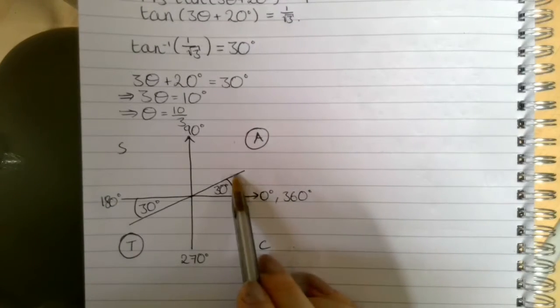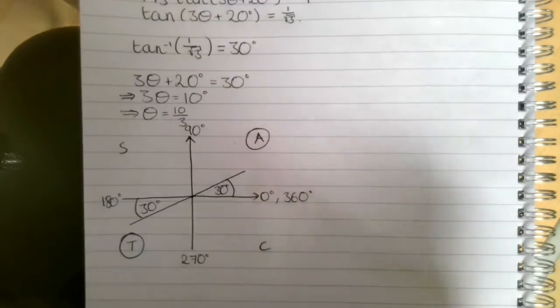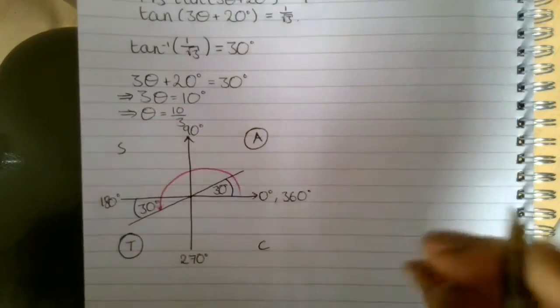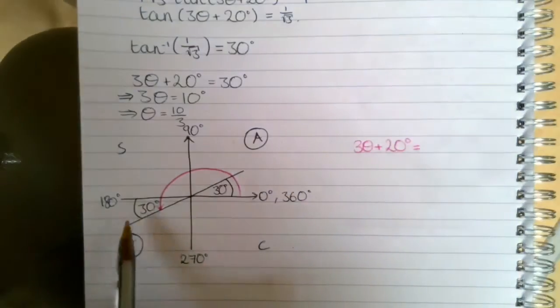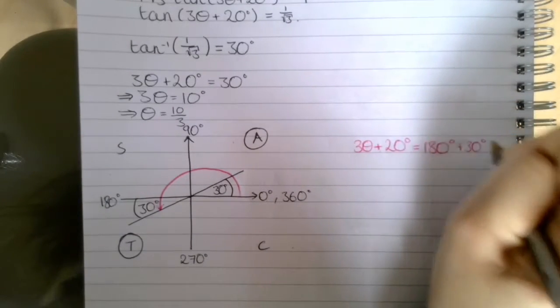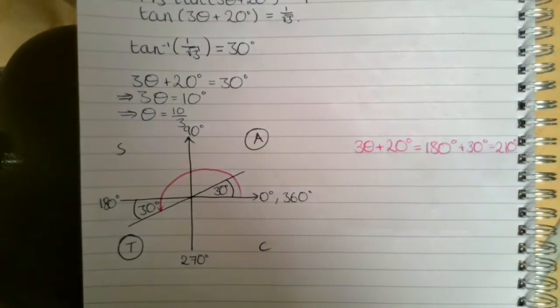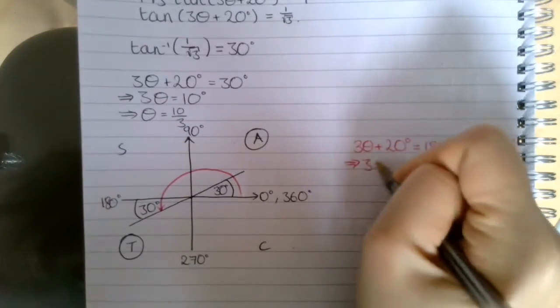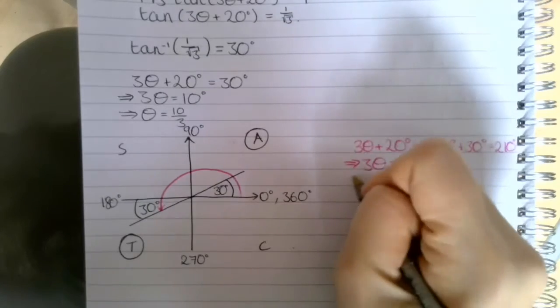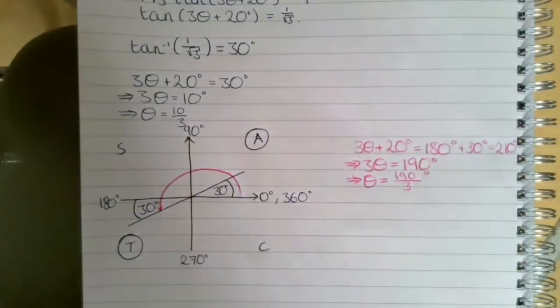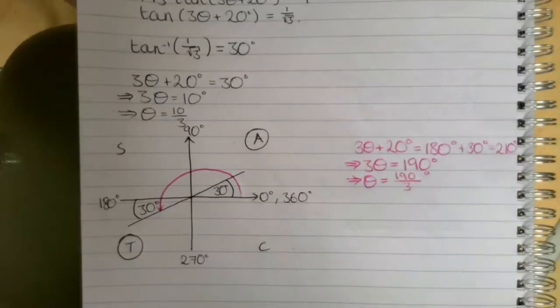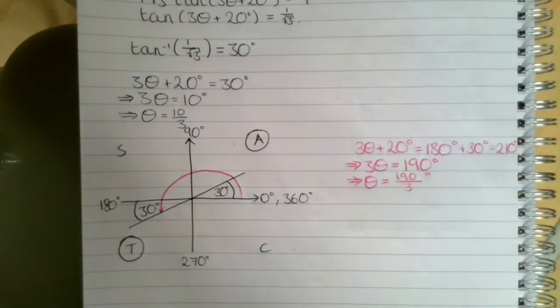So we're going to go round our cast diagram, starting at 0. We've already gone up to 30. That was our first solution. We're going to go round again, and we get our second value for theta, so 3 theta plus 20 is equal to 180 plus 30, which is 210. We've got that 3 theta is equal to 190 and theta is equal to 190 divided by 3 degrees. We're going to go round a second time because 190 divided by 3 is still less than 180, so we need to go round again.